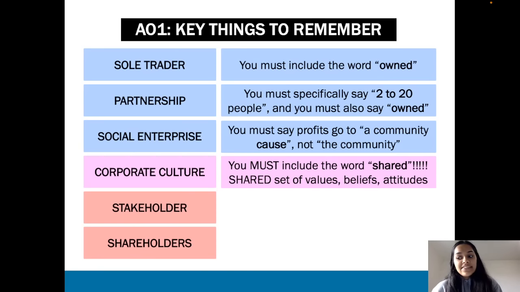All right, we've done area of study one. So just some key things to remember with area of study one. With sole trader, really important that you include the word owned in your definition. So it's a business structure which is owned by an individual. Partnership, important that you specifically say it's owned by 2 to 20 people, and again, using the word owned. Social enterprise, saying that the profits go towards a community cause, not the community, something that I emphasized before. And then corporate culture, important to include that it's a shared set of beliefs, values, and attitudes within the business.